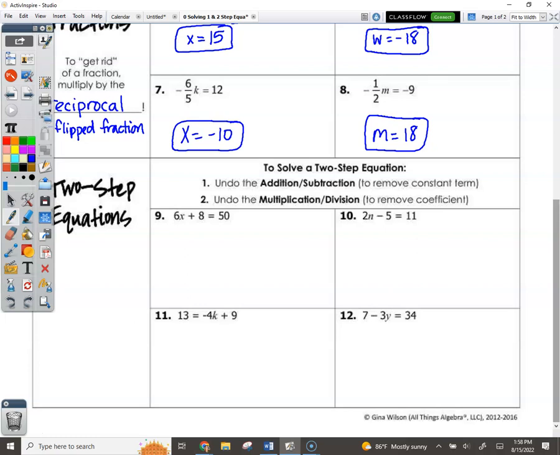Two-step equations. Same exact concept. We're getting the variable by itself. There is a process though. Order matters as to how you proceed. Okay? I want you to write this in the middle, this is important. Write it like this.